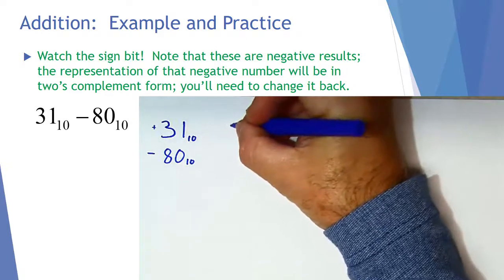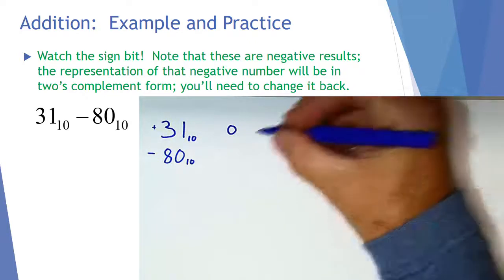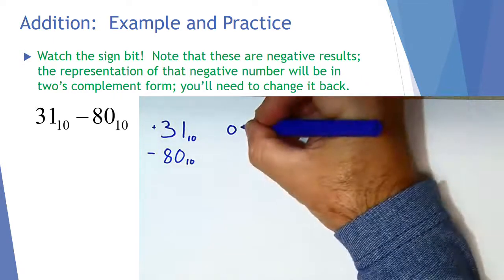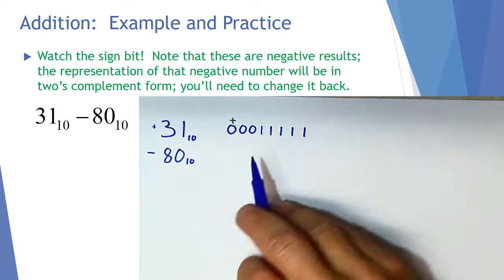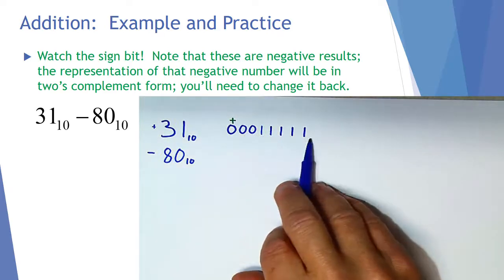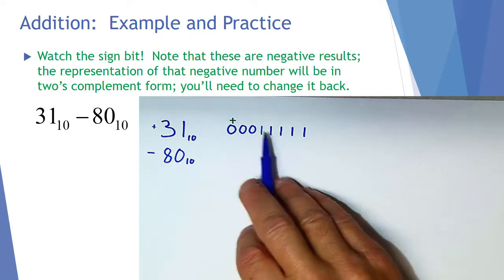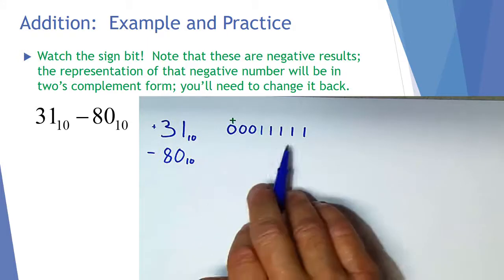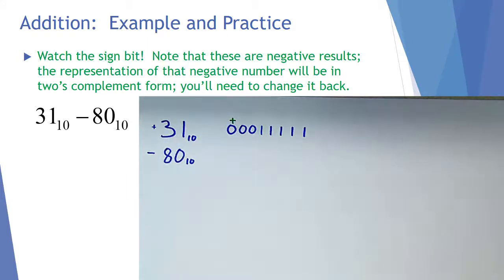Therefore, this number is going to be a 0 sign bit followed by all the digits that it takes to represent 31. I know that you could figure that out, but that's going to be 0, 0, 0, 1, 1, 1, 1, 1. 1 plus 2 plus 4 plus 8 plus 16 is 31. We do not need to take the 2's complement because that's a positive number.